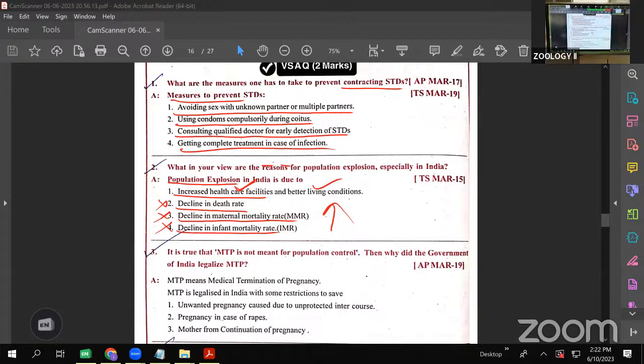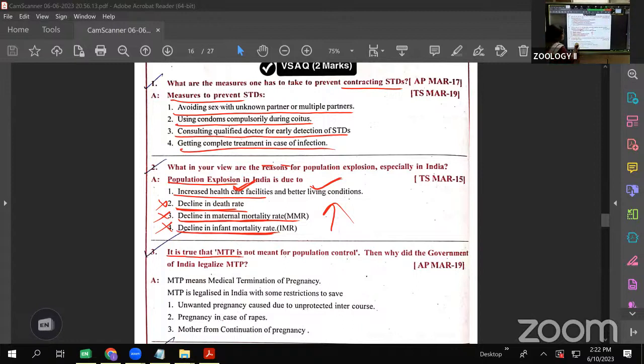Here, there are 4 reasons: increased healthcare facilities and better living conditions. They may cause the population explosion, and decline the death rate, decline the maternal mortality rate, decline the infant mortality rate. Clear? These are mainly the causes for the population explosion. Clear? Next is, what is meant by MTP in population control.